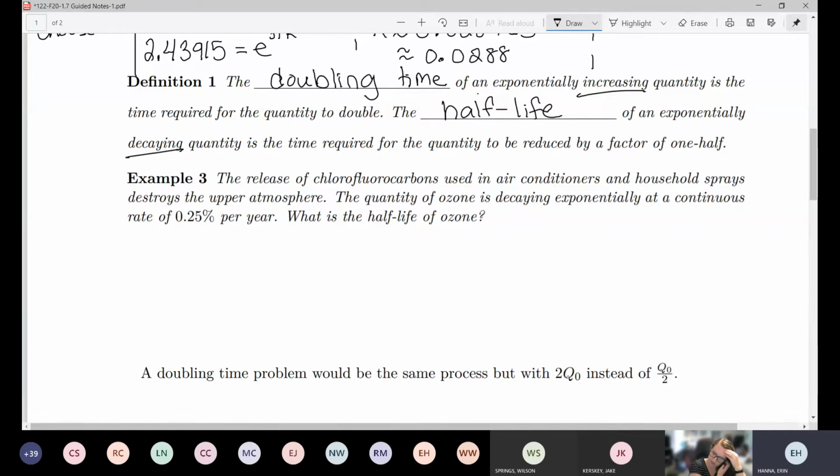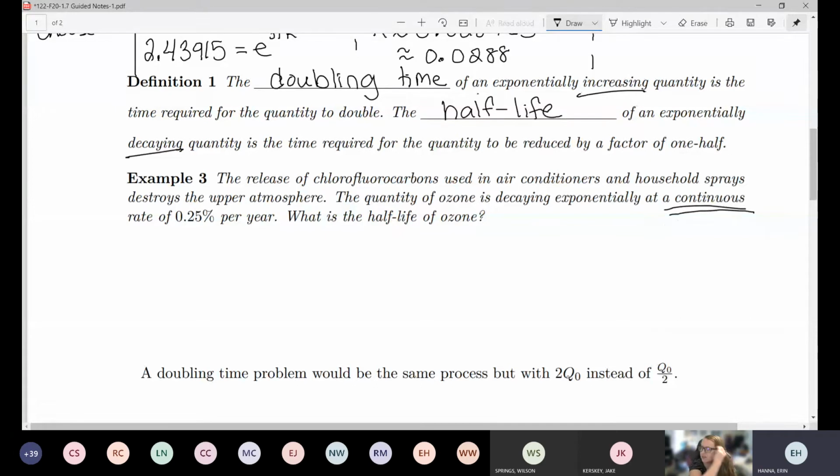But so let's see this example, which is a half-life question. The release of chlorofluorocarbons used in air conditioners and household sprays destroys the upper atmosphere. The quantity of ozone is decaying exponentially at a continuous rate of 0.25% per year. What is the half-life of ozone?